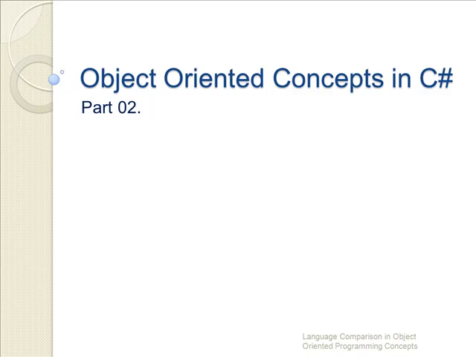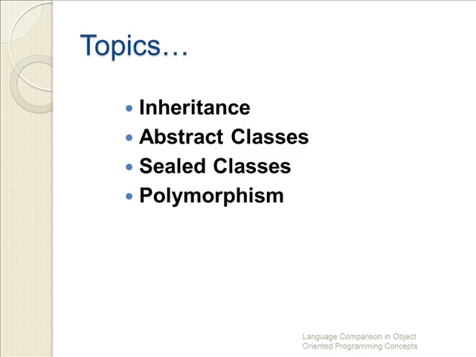This is the second part of the object-oriented concepts in C#. Here we will be discussing inheritance, abstract classes, sealed classes, and polymorphism.